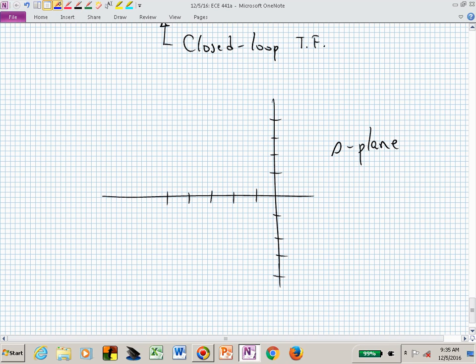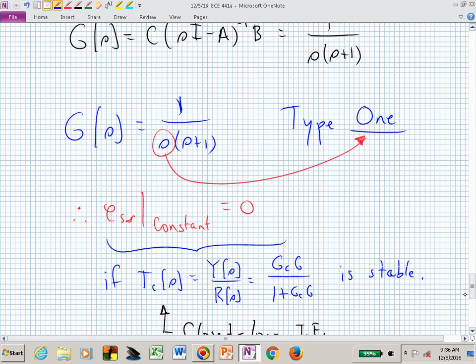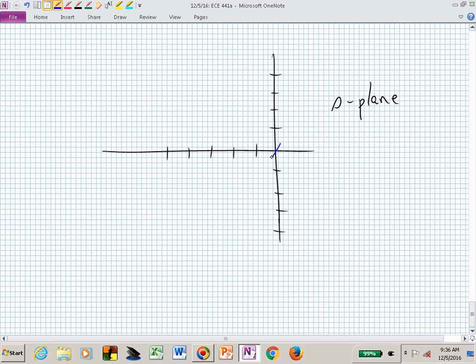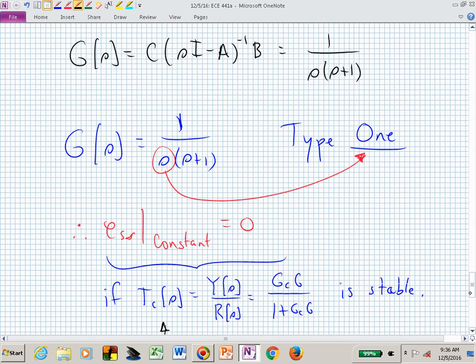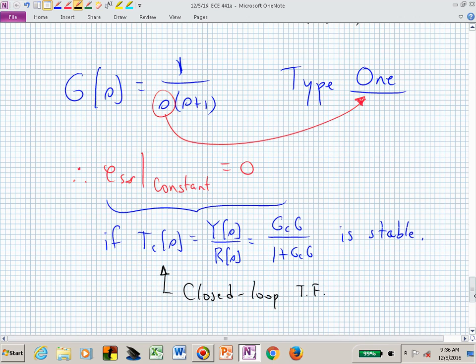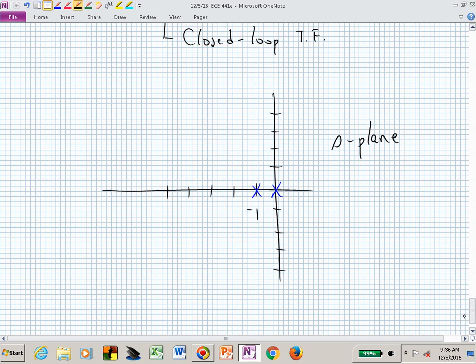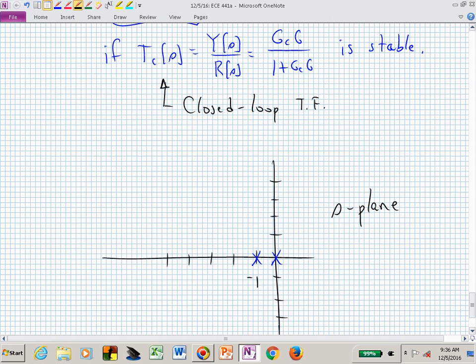What do we have for this particular system? Where are our open loop poles? Where are the X's? Zero and -1. That's a closed loop TF. Now we have our open loop poles identified.